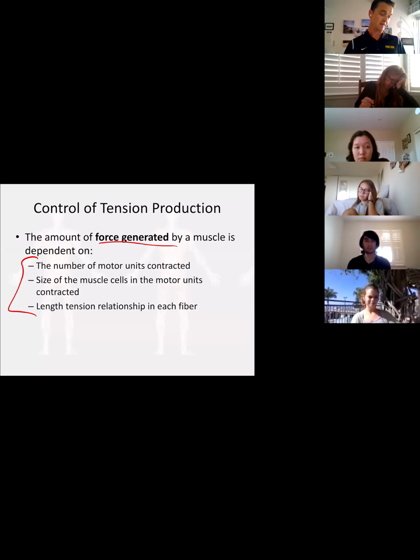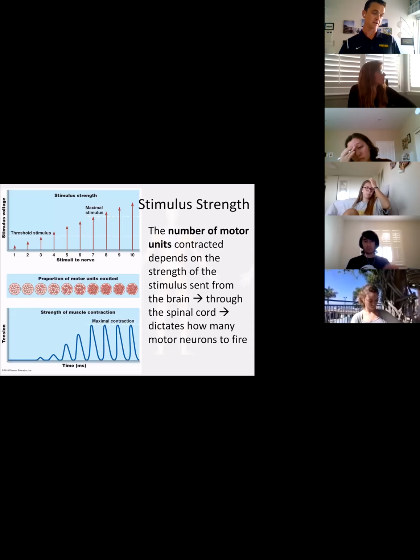That's number 2. And then number 3 is that length tension relationship that we started out with. Where are we in the length of the muscle? Because if we're really stretched out, we're not going to produce as much force as if we're somewhere right in the middle. Okay, so let's talk about those three things.